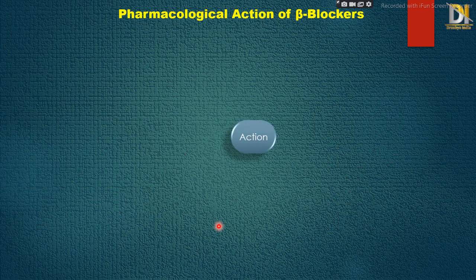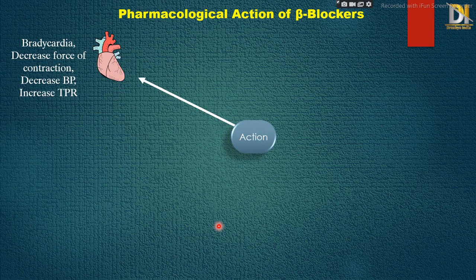So this was classification. Now we will move towards action of beta blockers. First one is on heart. It causes bradycardia. We know bradycardia means negative chronotropic, negative inotropic and negative dromotropic. Here it decreases force of contraction, that then decreases blood pressure and increases TPR. TPR means total peripheral resistance.